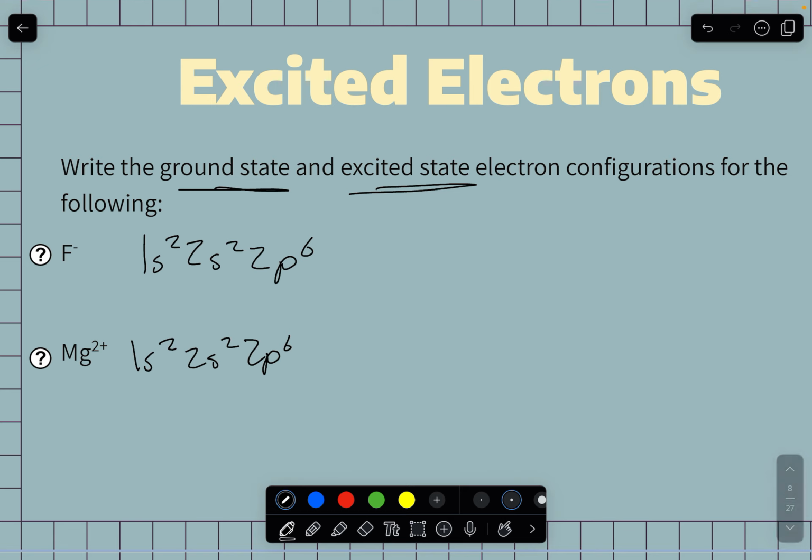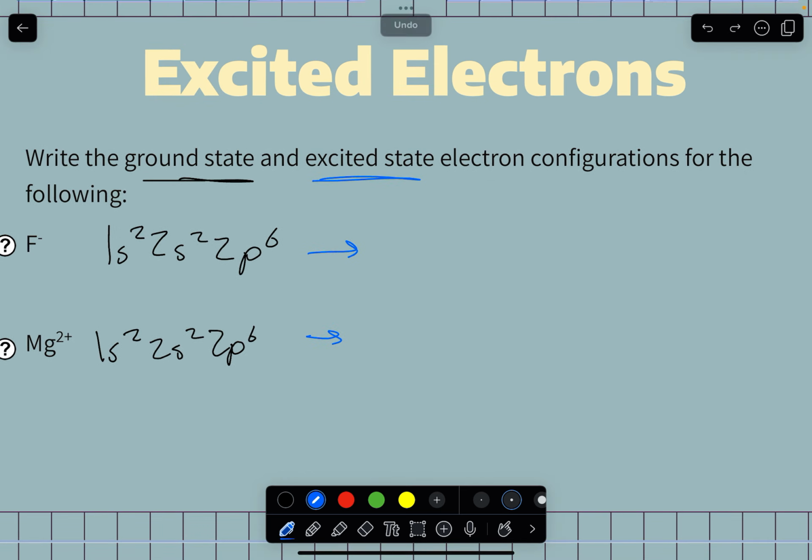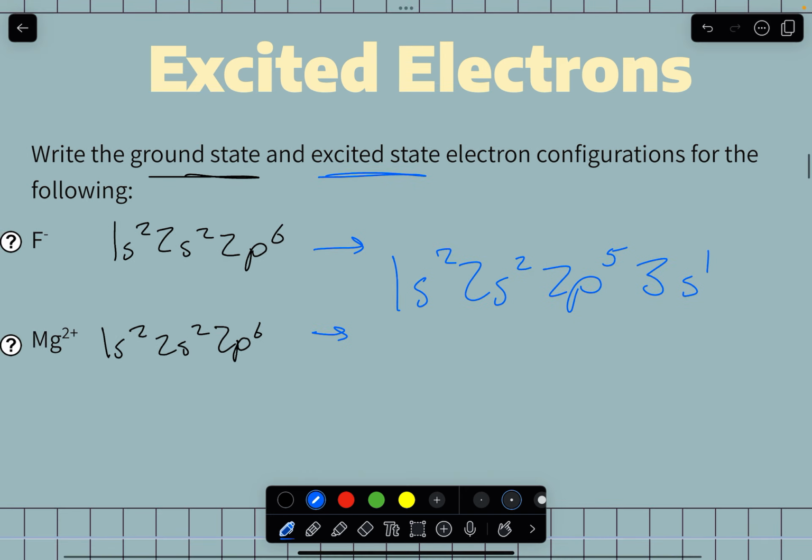And then for the excited state electron configuration, I want you to go ahead and pause and try to do that. Take the last paired electron and move it up to the next energy state. So go and pause and do it, but I'll write the answers down. These are actually going to have the same answer because they are isoelectronic. So it'd be 1s2, 2s2, 2p5, 3s1, okay, for the excited state. And then when it relaxes, it goes back to the original.